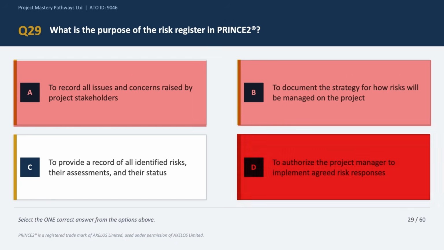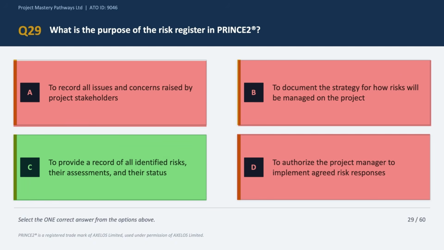So we can eliminate option D as well. Option C says to provide a record of all identifiable risks, their assessments and their status. Now this looks like the correct answer choice, and it is the correct answer choice indeed for this question, because the risk register is the live document that captures each identified risk, its probability, impact and the agreed responses, and it's updated and kept live throughout the project. So the correct answer is option C.